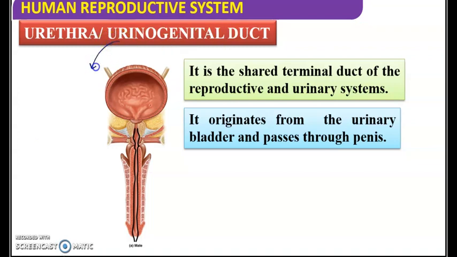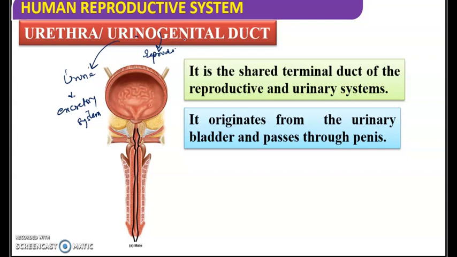A, excretion of urine. So, removal of urine. It's a part of the excretory system. B, it is used for the ejection of the sperms. So, it's a genital organ. It's a part of the reproductive system. That's why it's called a urogenital tract.